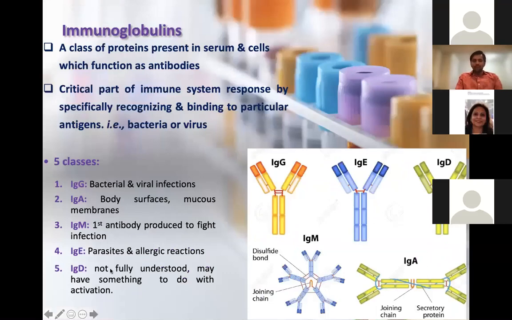We also have the immunoglobulins. We know that there are 5 classes of immunoglobulins, and they have different functions. IgG is the most abundant antibody, and these antibodies are required for bacterial and viral infection. This is the structure of the different antibodies. We have the secretory antibody that is present on the body surface, the mucous membrane. IgM is the first antibody produced to fight against infection. Then we have hypersensitivity reactions in our body, and IgE is required for the allergic reaction. The role of IgD is still not fully understood; most scientists use IgD antibody to discriminate different B cells, like pro B cells and pre B cells.